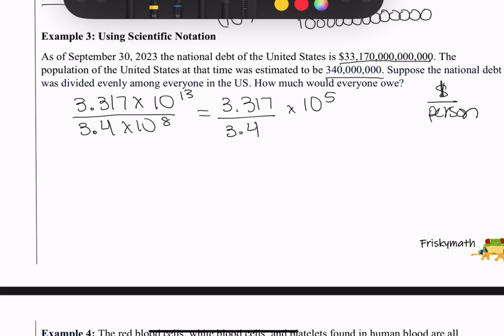Okay, or instead of using 10 to the 5th power over 1, I can really take that 10 to the 5th power and multiply it by the 3.317. How about I use 3 of those 5 zeros to move my decimal 3 places to the right, so it's after the 7, and then I'll just need 2 more zeros. So 3, 3, 1, 7, and then 2 more over 3.4. Now this becomes a really, really easy problem where I'm just going to take these two numbers and divide them in my calculator.